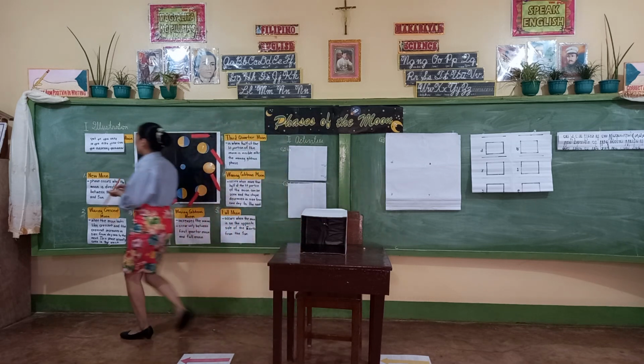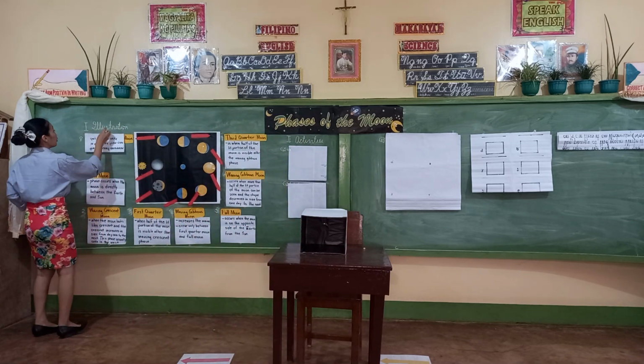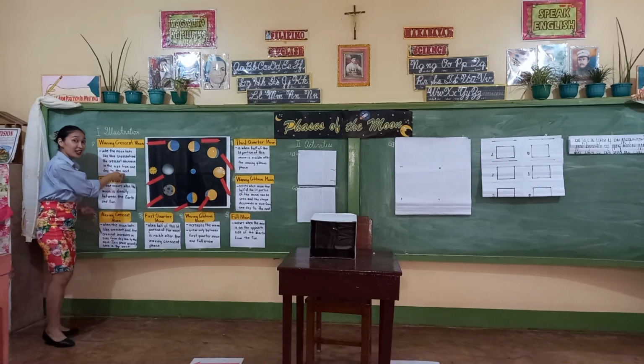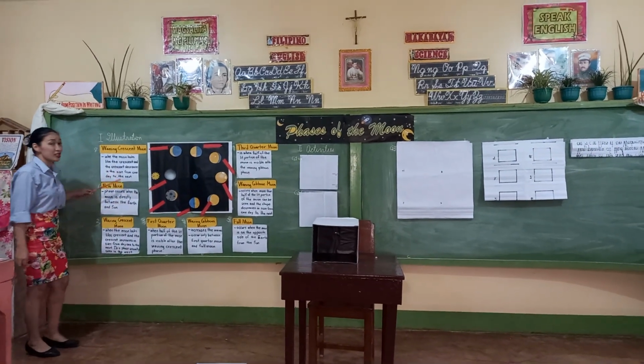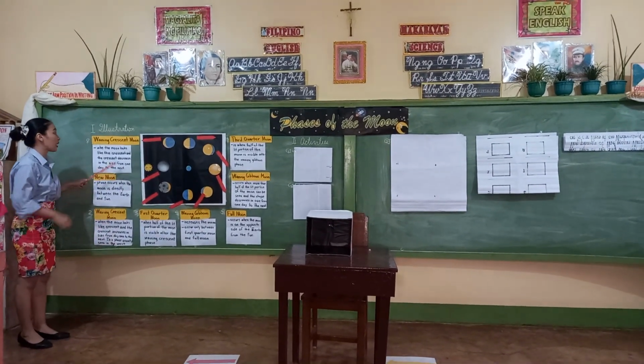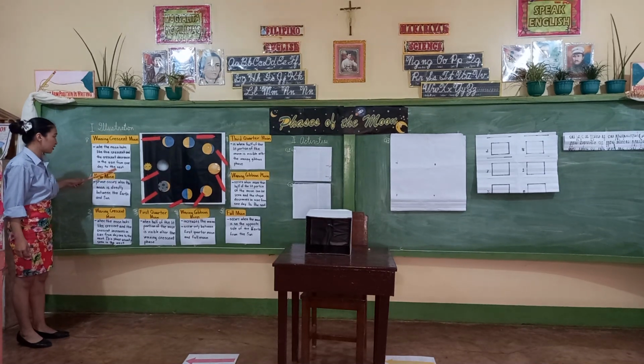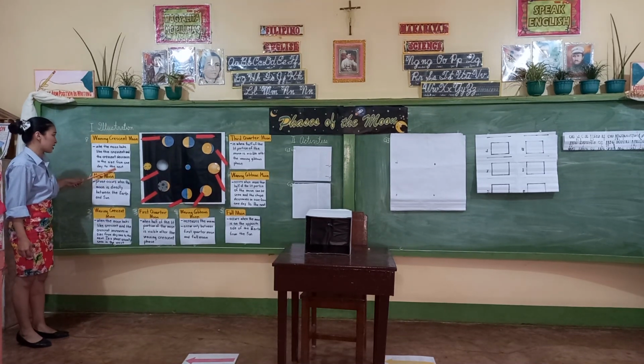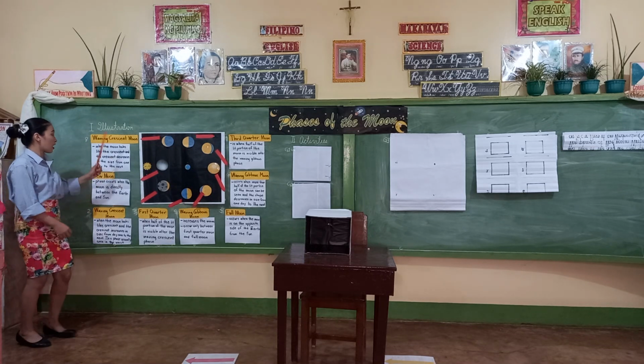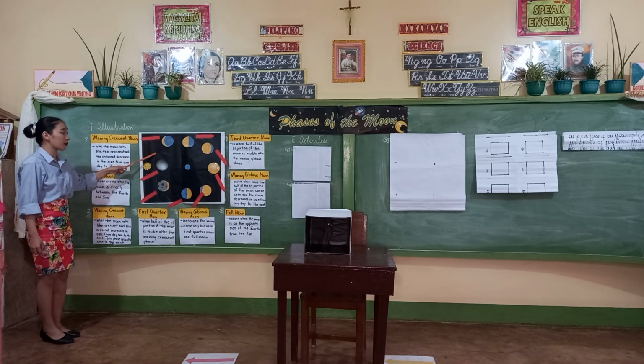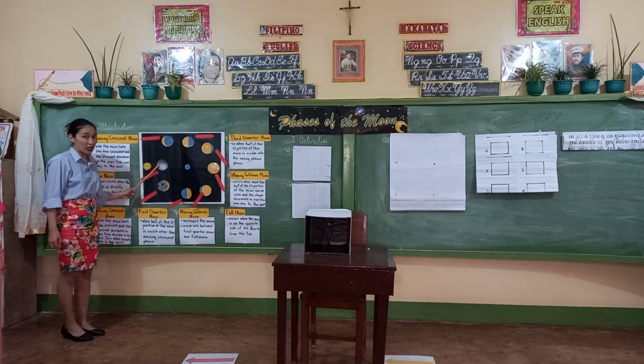Now let's have the last phase of the moon, which is the waning crescent moon. The waning crescent moon occurs when the moon looks like a crescent and the crescent decreases in size from one day to the next. As you can see, the moon is going back to the new moon again.